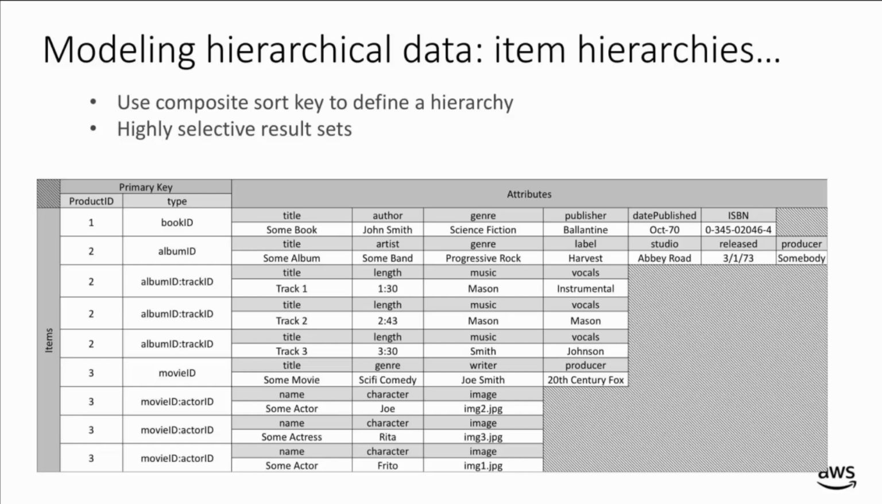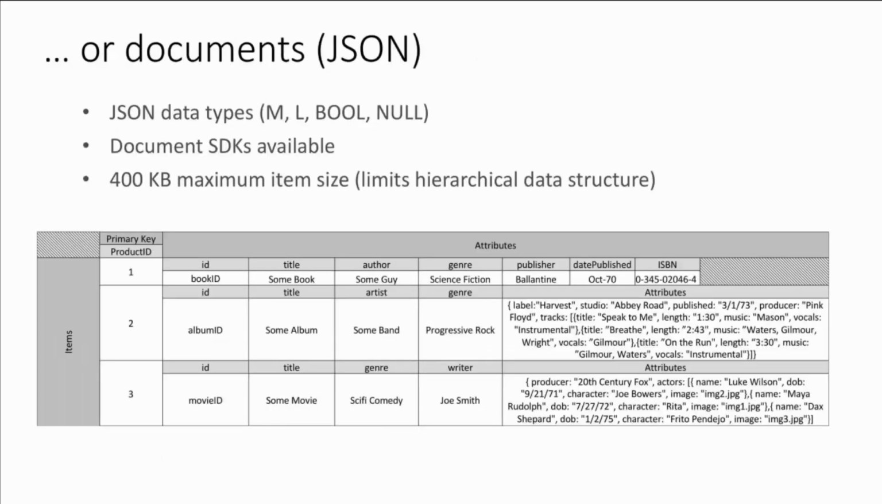Another approach is to store hierarchies as documents using JSON format. DynamoDB supports document SDKs. And probably one key thing to keep in mind here is the limitation on the item size, which is 400 kilobytes in DynamoDB. Now, with respect to this limitation, there are multiple ways of dealing with that.